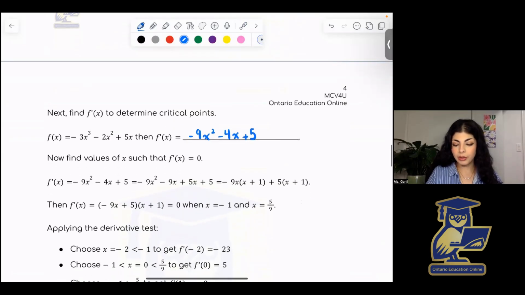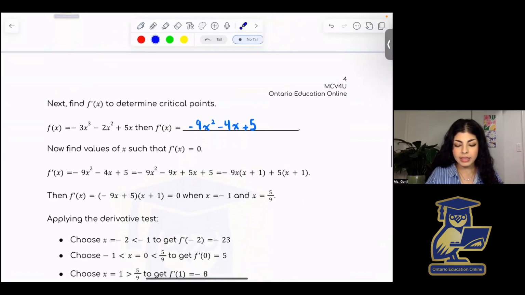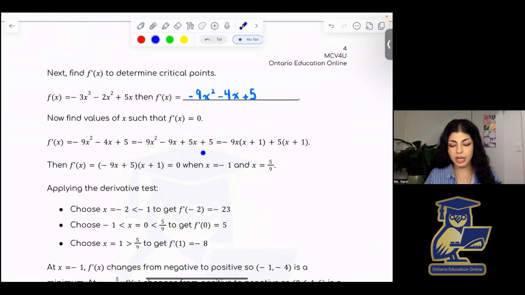And we want to find the critical points. So what values of x is this equal to 0? And again, this is a quadratic, so I'm just factoring here. And again, I use the decomposition method here. So if you factor, you get (-9x + 5)(x + 1). And this is equal to 0 when x is -1 and when x is 5/9.